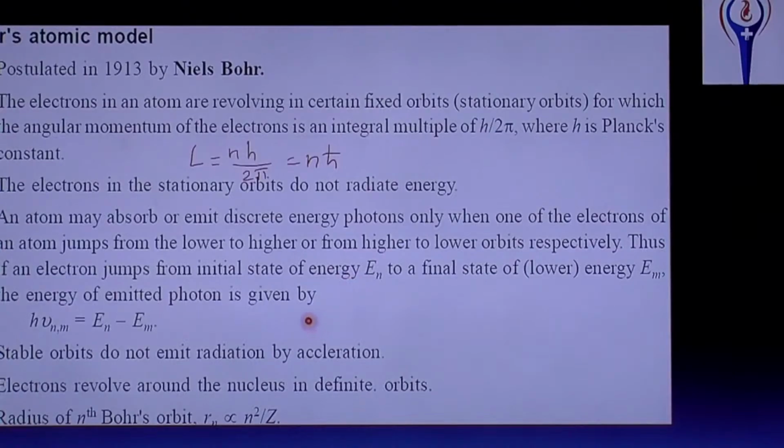And stable orbits do not emit radiation by acceleration. Whether it is accelerated or not, it will not emit radiation. That's why it's called a stable orbit. Electrons revolve around the nucleus in definite orbits, and the radius of the nth orbit Rn is proportional to n square by z. Here n is the quantum number with values 1, 2, 3, etc., where n equal to 1 is the ground state, and z is the atomic number.